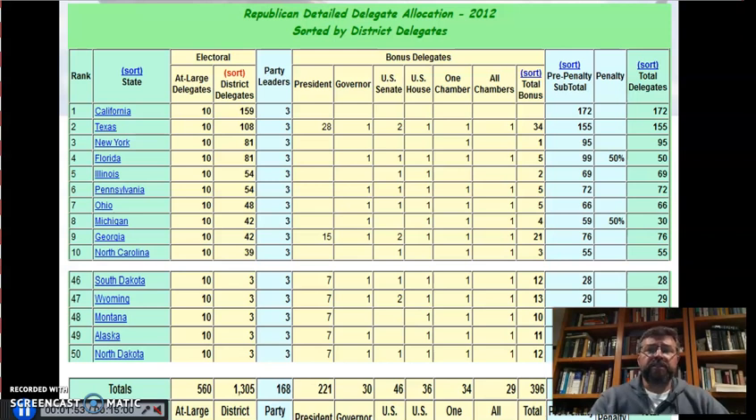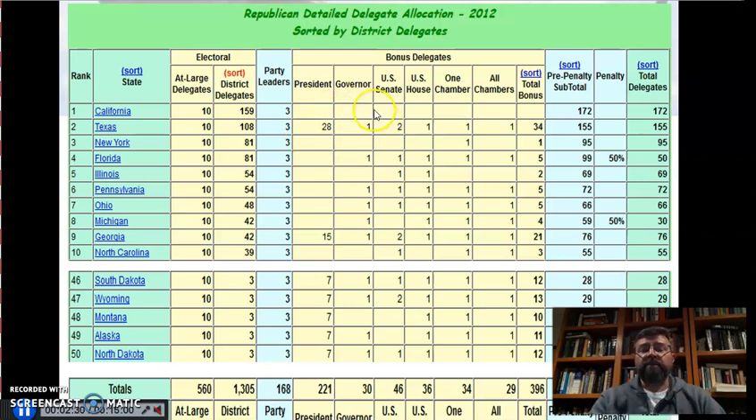Well, as you can see, this is the Republican delegate chart for 2012, and you can tell that the Republicans gave every state 10 delegates just for being a state, and then you can see that there's another number of delegates that are given based on population, and then there's some delegates that are awarded based on their loyalty. So if you look at Texas, it voted for the Republican to be president in 2012, so the Republican Party is going to give them 28 delegates.